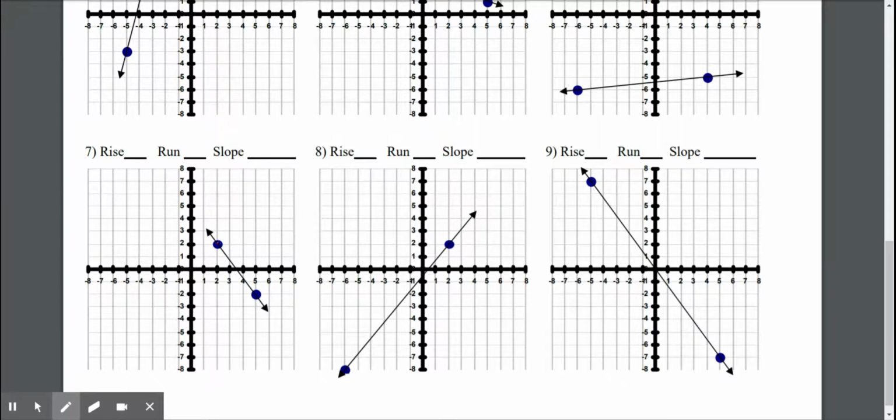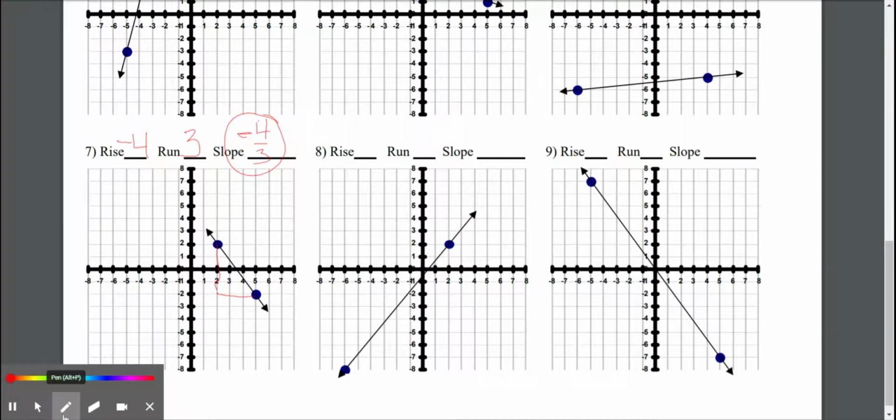Here's our rise. Again, we have to move downwards. 1, 2, 3, 4. So we have a rise of negative 4. And we have a run of 1, 2, 3. So our slope here is negative 4/3, which we can't simplify, so we can just leave it as is.